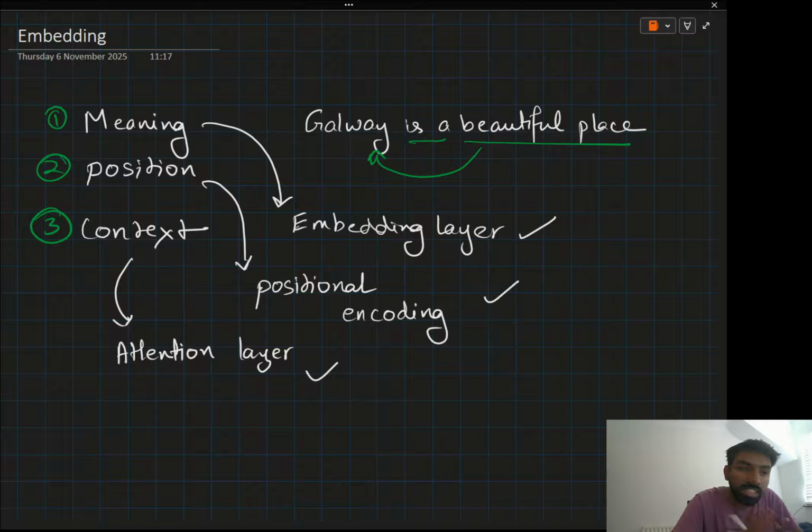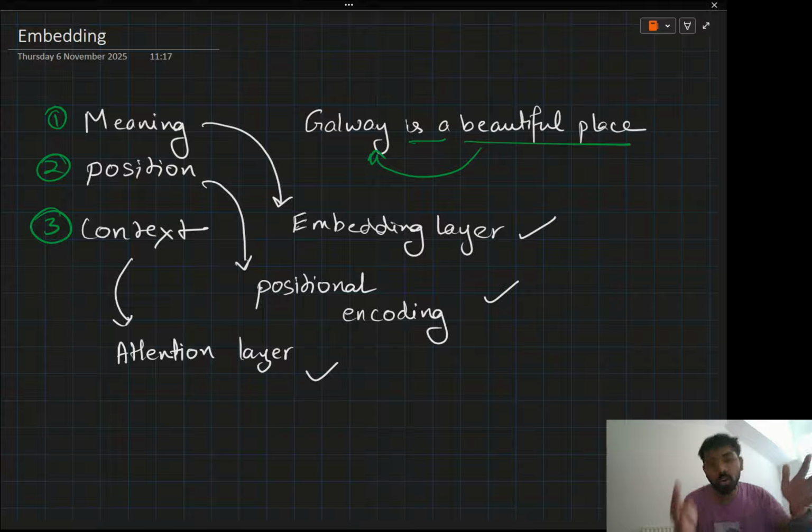Except for these three, all the other ones are basically cleaning the outputs, which is normalization, to normalize everything. Residual is to take the previous input back into consideration. But I'll explain all this in detail. Majorly there are three things: meaning, position, context. Meaning is captured by the embedding layer, position is captured by positional encoding, context is captured by the attention layer.